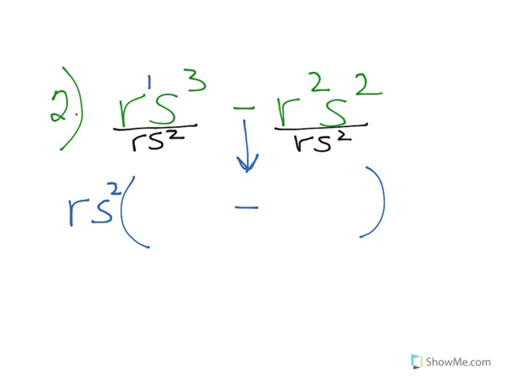So let's take a look at the first term, and let's just talk about r divided by r. Of course, that's going to reduce out to be 1. And s cubed divided by s squared. When we're dividing the same base, we subtract the exponents. So 3 minus 2 is 1. So that's really going to be just s to the first, or just s. So there's no r in the first term of our parentheses.